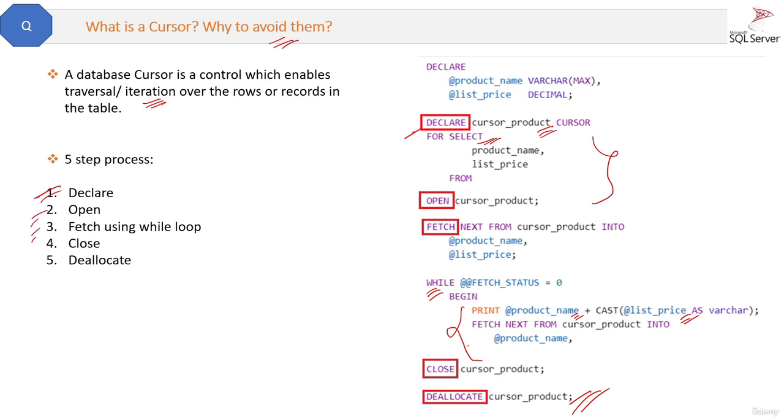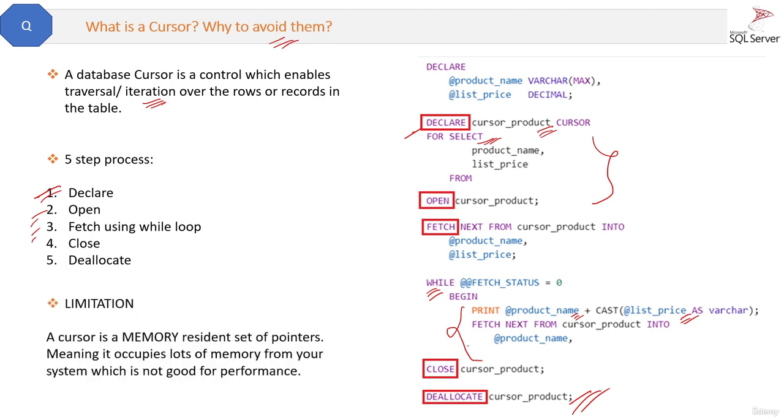The next part of the question is why we should avoid the use of cursors. What are the limitations of the cursor? The answer is that a cursor is a memory resident set of pointers, meaning it occupies lots of memory from your system, which is not good for performance. So if possible, avoid using cursors. But if some logic is not possible without a cursor, then yes, you can use cursors there. Now I think you know the role of cursors.